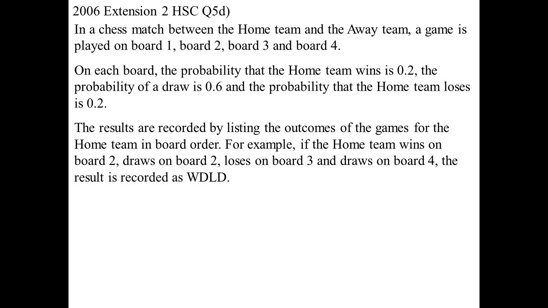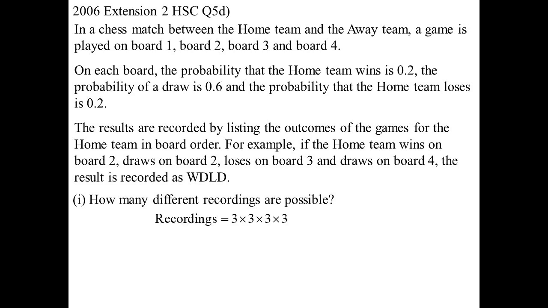And they've given us an example here. If the home team wins on board 1, can't be on 2 boards, of course. Home team wins on board 1, draws on board 2, loses on board 3, draws on board 4. That would be WDLD. How many different recordings are possible? Well, on the first board, you could either get a win, a draw or a loss. On the second board, you could either get a win, a draw or a loss.